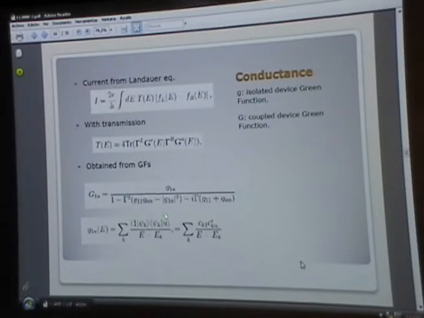To have an idea of how I get this small g, they are obtained, for example, in this spectral representation, which means that I need to know the wave functions, all the spectra of the isolated device, and its energy. So we have to solve the complete isolated system to obtain the isolated device Green function.